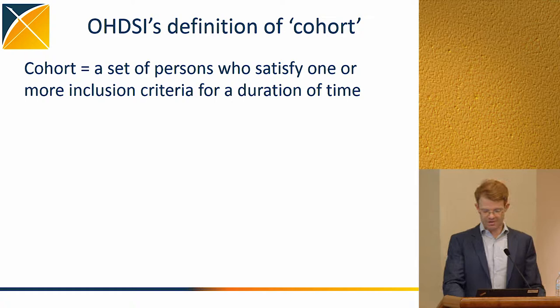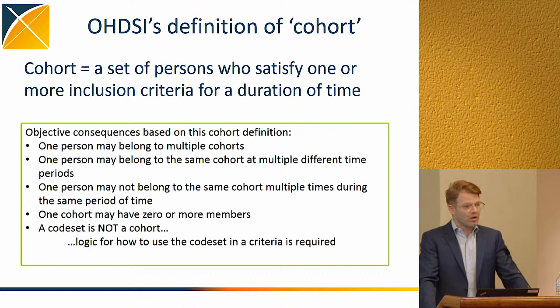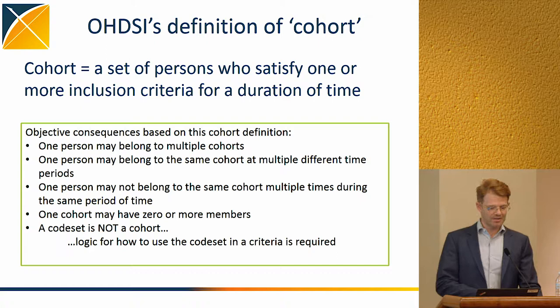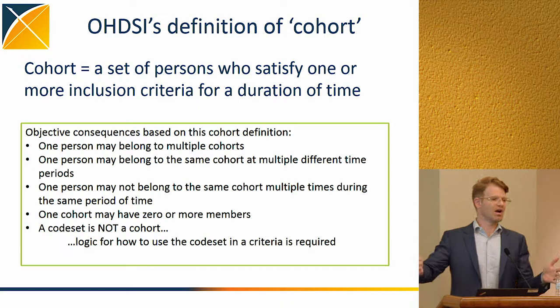It means that one person can belong to multiple cohorts. One person may belong to the same cohort, but at multiple different time periods. One person cannot belong to the same cohort multiple times during the same time period. And like I said, a cohort can have no people. You can create the most restrictive cohort on Earth and no one's in it. But a code set is not a cohort. A code set is just a bunch of information that is used to populate a database. A cohort is when you use that information in relation to time to figure out who satisfies those criteria.